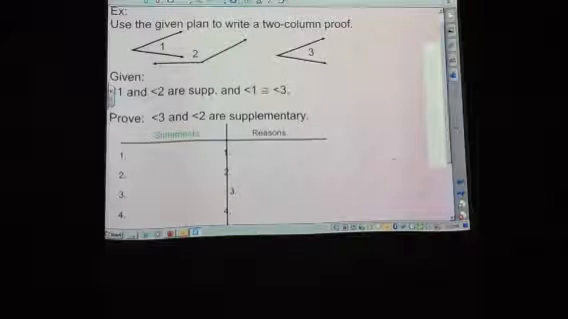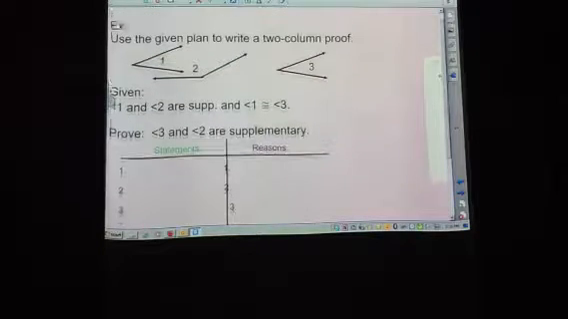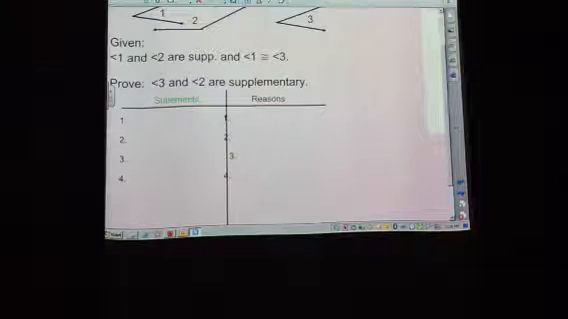So it looks like we're writing our very own proof right here. So we're supposed to use the given plan to write a 2-column proof. Oh, maybe we're given a plan to write it. I don't see a plan anywhere here. Looks like something should be there, but it didn't transfer over from my lesson. So let's see if we can just go ahead and write this out real quick.